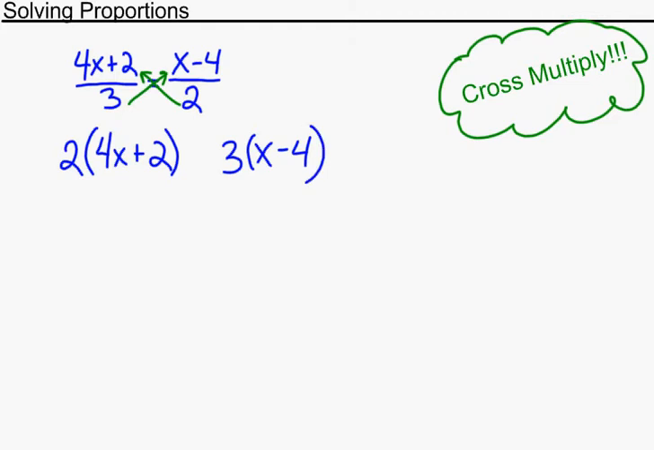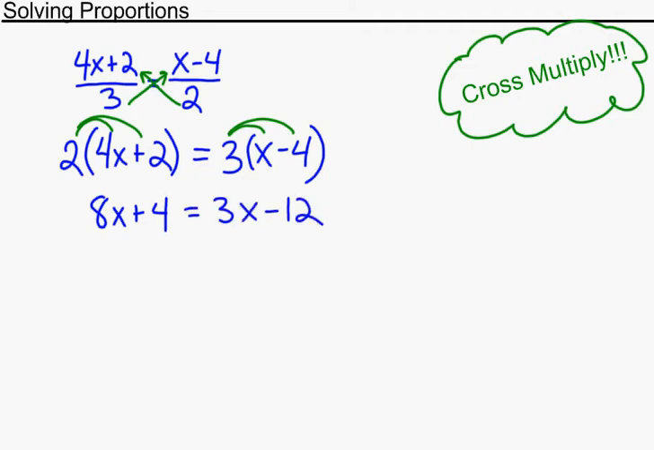And what cross-multiplication does is it allows me to set those two quantities equal. I take some sort of problem that has a fraction equals fraction, and I create just a regular equation out of it that's a lot easier to solve. So when I go to solve, I'm just going to distribute on both sides. So on the left, I have 8x plus 4, and on the right I have 3x minus 12.